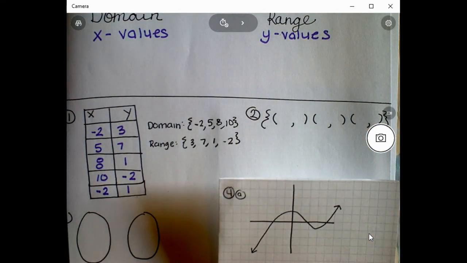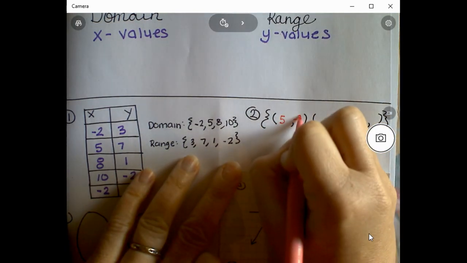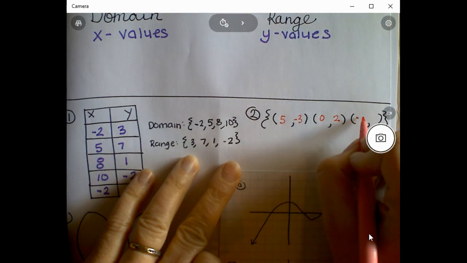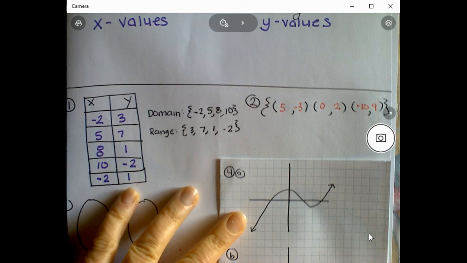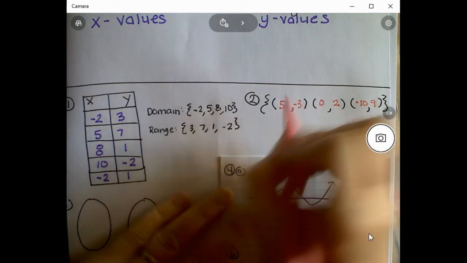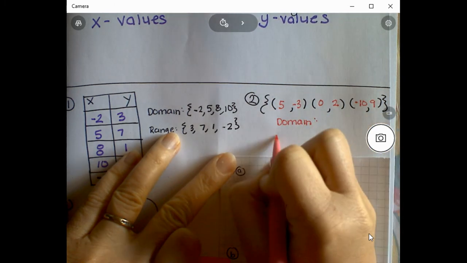Another way that you might see it would be just a list of coordinates. And again, I'm just making these up. All right, so if that is our relation, a set of points, then we can write the domain and the range.